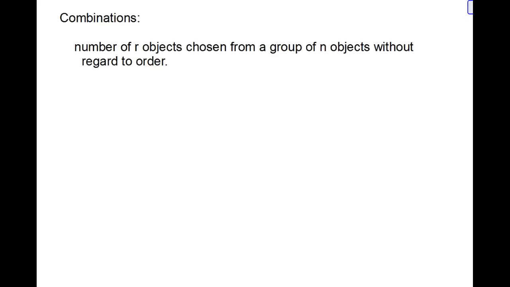This is such as if I'm just selecting 5 objects off the shelf or something. It doesn't matter what order I select them, I'm just selecting 5 objects. And so for this one, it's going to be nCr for combination. And it does change up our formula quite a bit. What it's going to do is n factorial over r factorial times n minus r factorial.